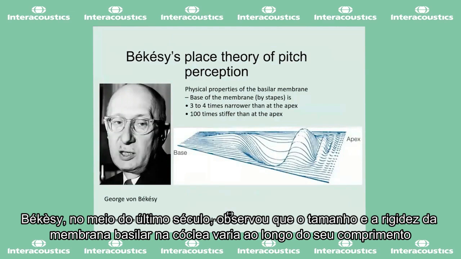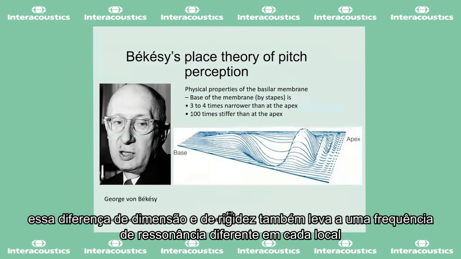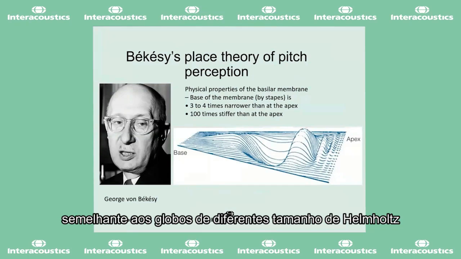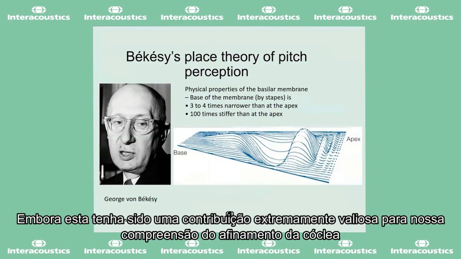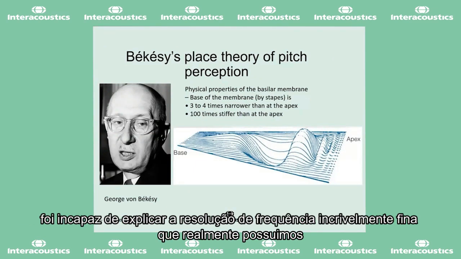Becquerel, in the middle of the last century, observed that the size and the stiffness of the basilar membrane in the cochlea varied along its length. So this dimensional difference and the stiffness difference also leads to a different resonant frequency at each location, similar to Helmholtz's different-sized globes. Now, although this was an enormously valuable contribution to our understanding of the tuning of the cochlea, it was unable to explain the incredibly fine frequency resolution that we actually possess.